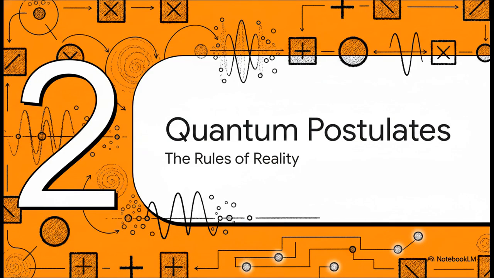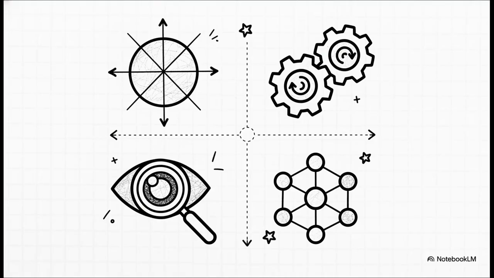Moving on to part 2, the 4 fundamental quantum postulates. Here's the thing you need to remember. Every single quantum circuit ever built relies entirely on these 4 axiomatic rules: state space, unitary evolution, measurement, and composite systems. They are as fundamental to quantum computing as Newton's laws are to classical mechanics.